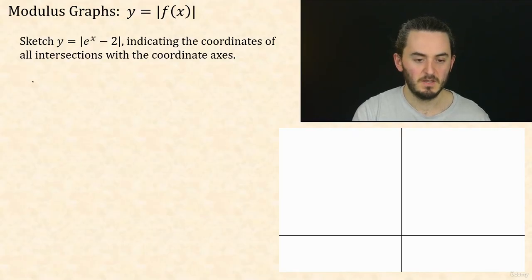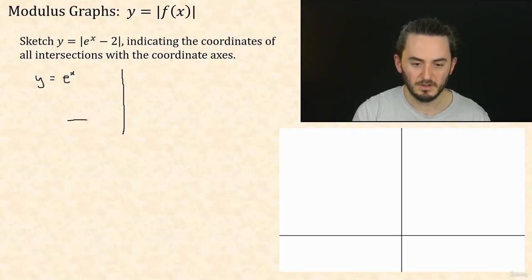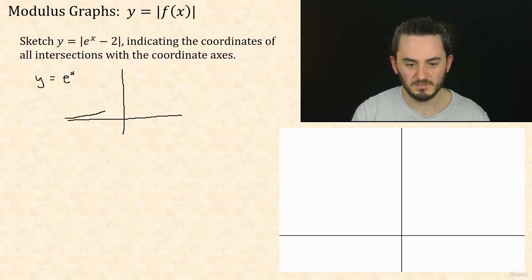Here's what I mean. When you've got a complicated looking function like this, it's best to start with the most important building block, which is e to the x in this case. What does e to the x look like? Well, plain old y equals e to the x is our exponential graph like this.